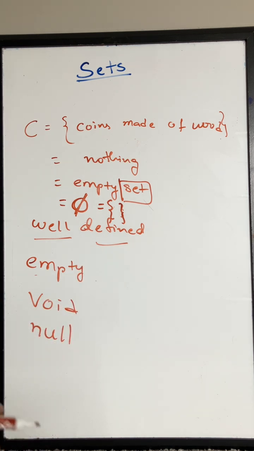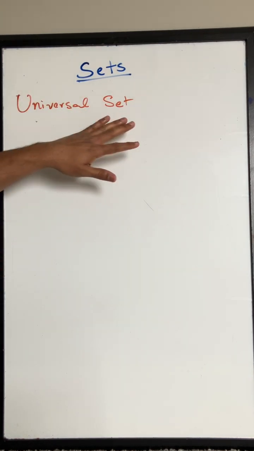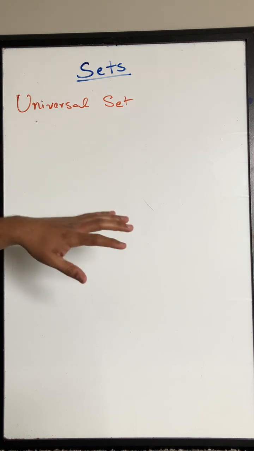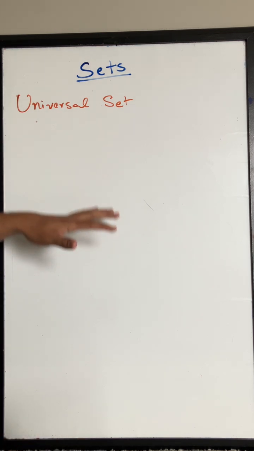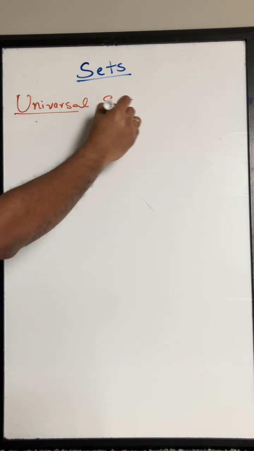Let's go to the next one. The next one is the universal set. It's another type of thing, so no need to get confused. We have given special names to a few special things. We already learned that when it is empty, we call it an empty set or void set. Now we learn the universal set.